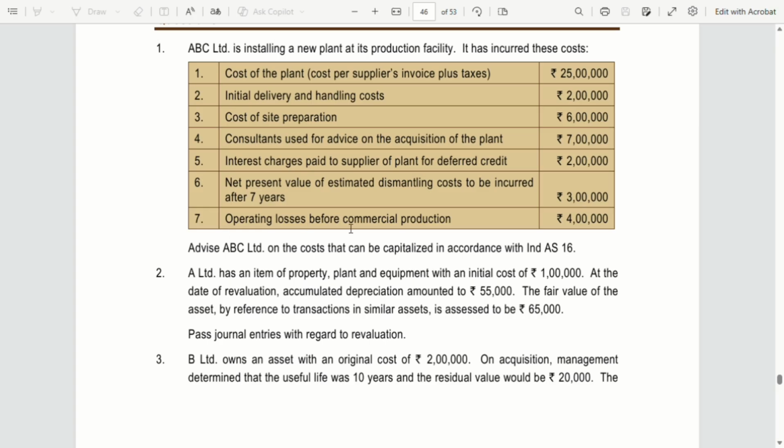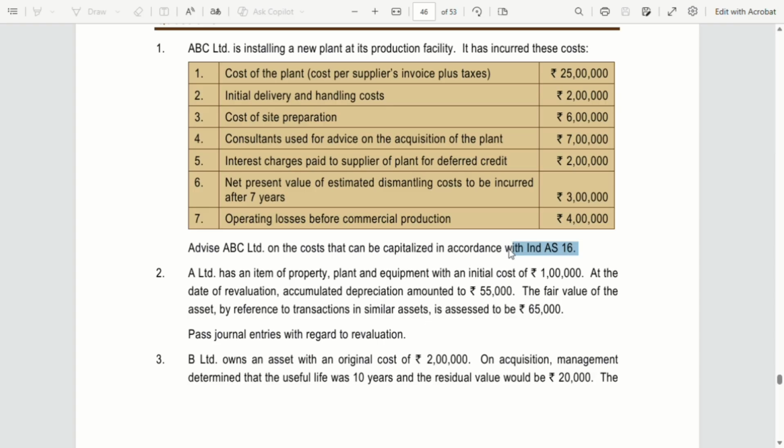Operating losses before commercial production. So loss we do not include in cost, right? So we are not going to include these losses and interest charges. Every remaining cost can be included for the initial recognition of PPE. ABC Limited, the cost can be determined in accordance with Ind AS 16.